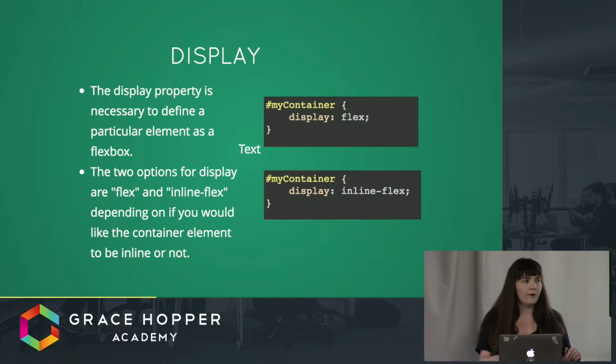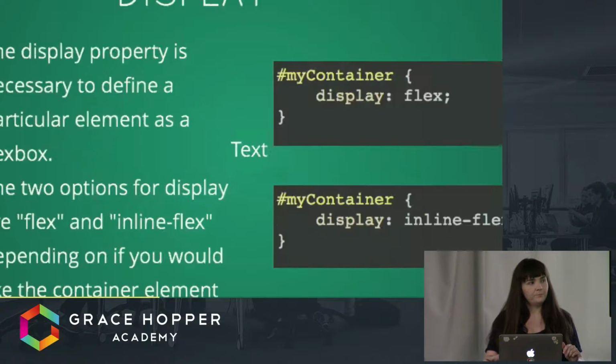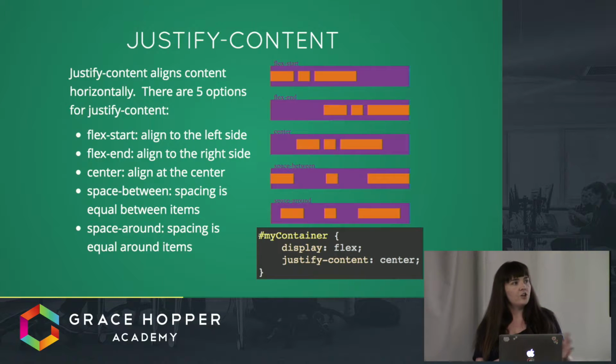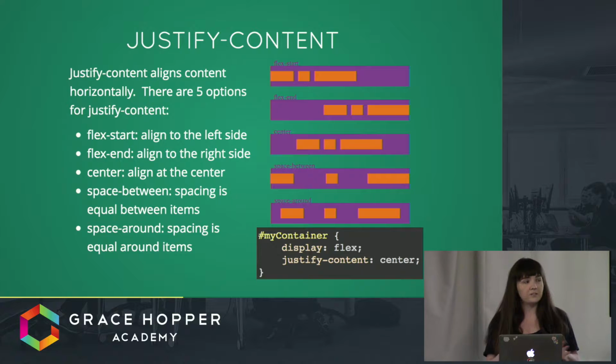The first one that we're going to talk about is the display property, and this is the property that you must have to use the Flexbox. It's telling you that this is a Flexbox, and I'm going to be using all these Flexbox properties. So it either takes the value flex or inline flex, depending on whether you want your parent element to be inline or not. And then once you get that display property set, you can use a variety of these other properties. The first one being justify content, and this one helps you align horizontally.